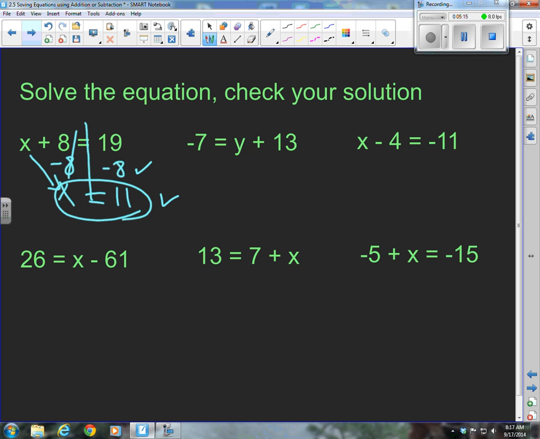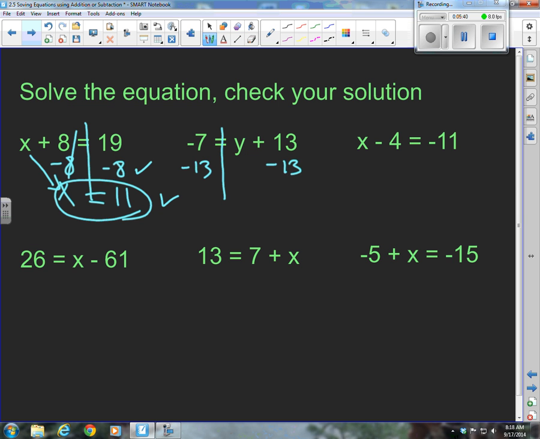Okay, let's look at this one. y plus 13 equals negative 7. What's with the variable over here that I need to take care of? Well, positive 13. Okay, so what I need to do is undo that by doing an inverse operation, which is subtract 13. Okay, so if I subtract 13 here, I need to do the same thing on this side of the line, on this side of the equal sign. So I'm going to subtract 13 over here.